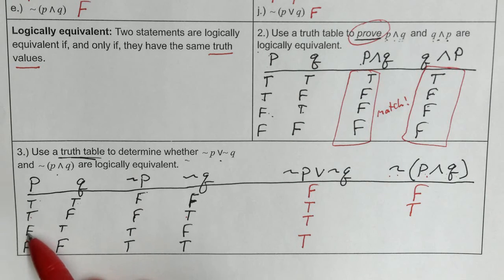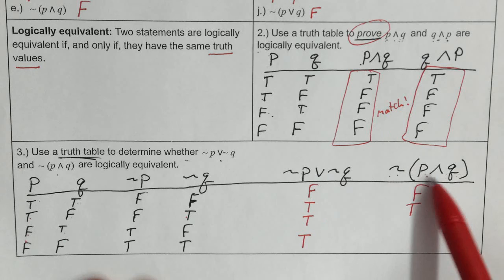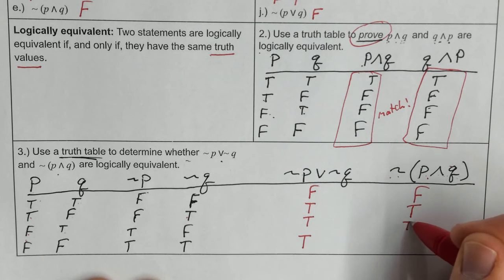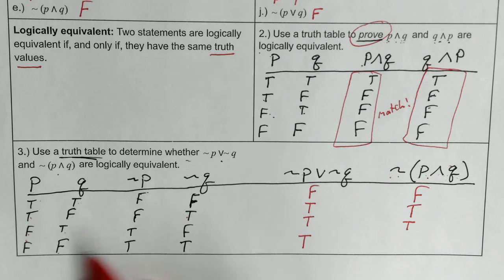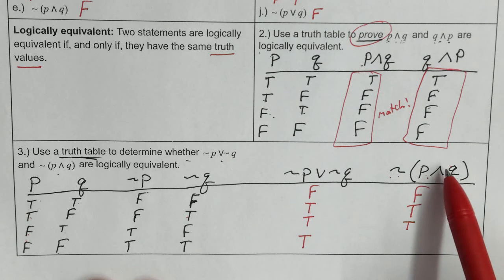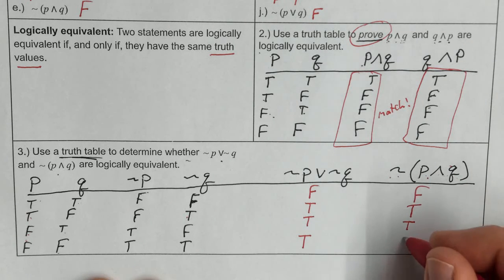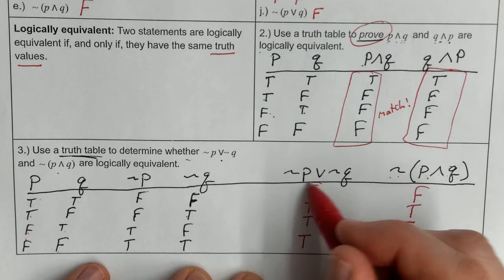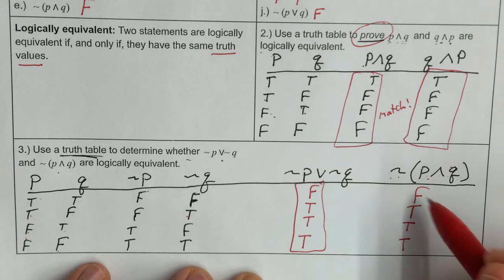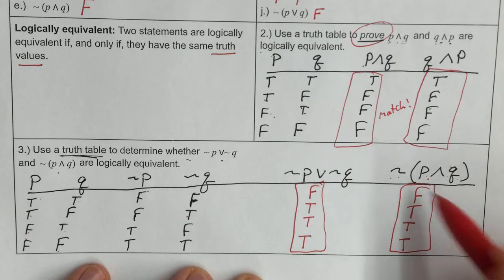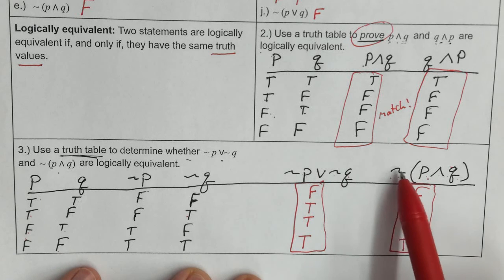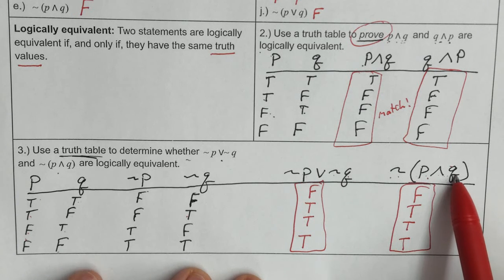Same thing's going to happen here. False and true, that makes it in the parentheses false, but we're negating it, so I get true. False and false, inside the parentheses is false, but we're negating it, so it's true. And then I check, are these the same? And they are. It turns out that saying that the negation of P or the negation of Q is logically equivalent to the negation of P and Q.